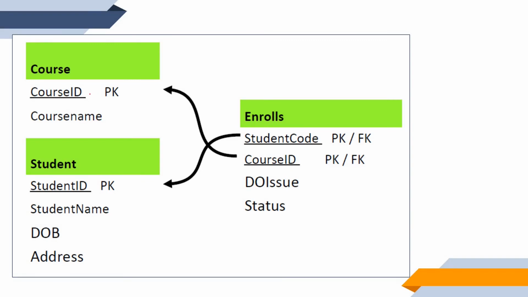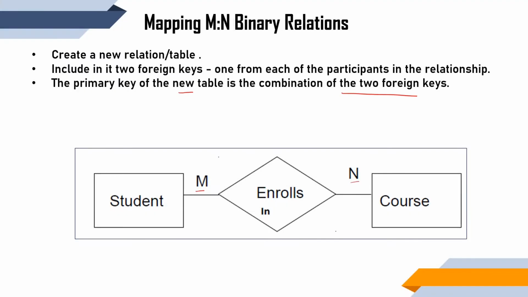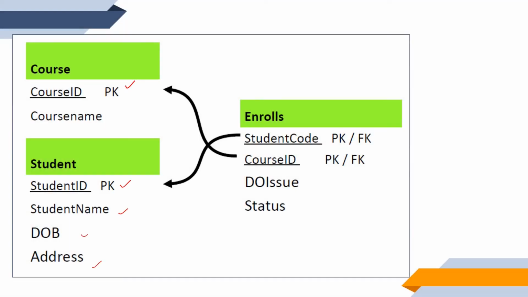Course has course ID and course name, where course ID is the primary key. Student has student ID, student name, date of birth, address, but student ID is the primary key. Now look at these two primary keys, but the relationship is enrolls, as you have seen in my previous slide. So the enrolls table will have the primary key of the course table, course ID, and the primary key of the student table, student ID. These two primary keys act as foreign keys in the enrolls table, but taken together, they form the primary key of the enrolls table.